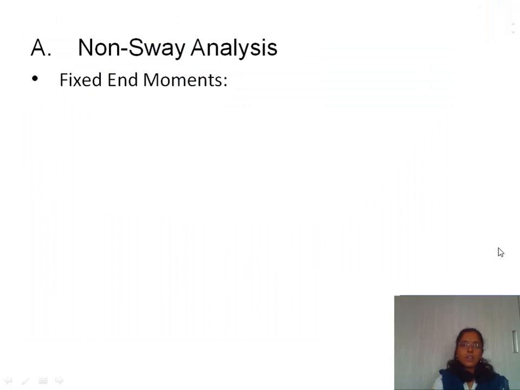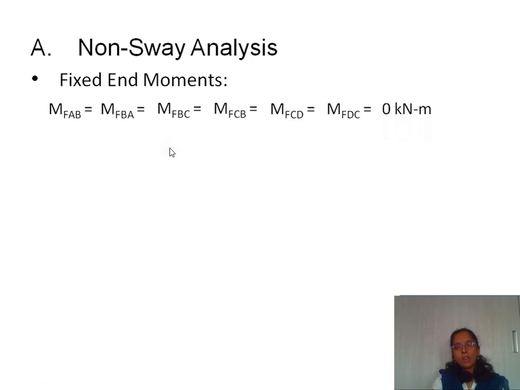Next we'll go for the non-sway analysis. Since none of the members are subjected to any member loading, meaning loads acting on the members, because AB, BC and CD are not subjected to any member loads, the fixed end moments MFAB, MFBA, MFBC, MFCB, MFCD and MFDC are all equal to 0. Since the fixed end moments are 0, the non-sway moments will also be equal to 0.